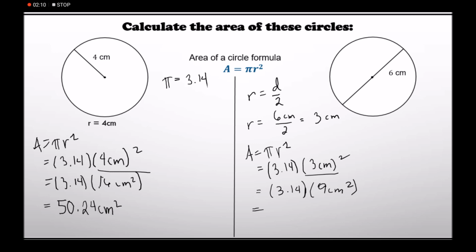Next, we're going to multiply 3.14 times 9 cm square, and that will be 28.26 cm square. So that will be the area of our second circle.